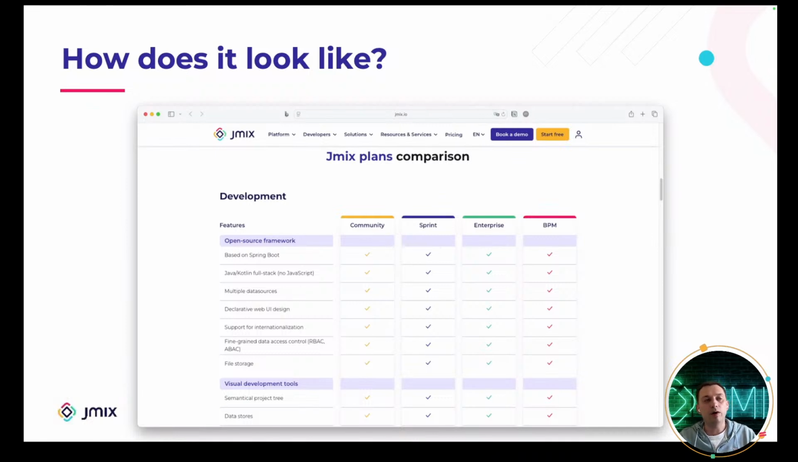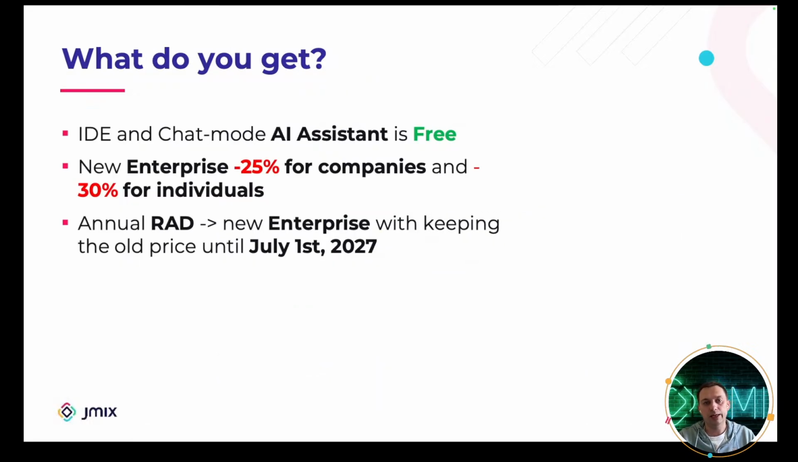We've also updated the Jmix plans comparison table and implemented the full list of features in comparison to other subscription plans like Sprint and Enterprise, and now you can see what's included before you choose the right plan for your next project.